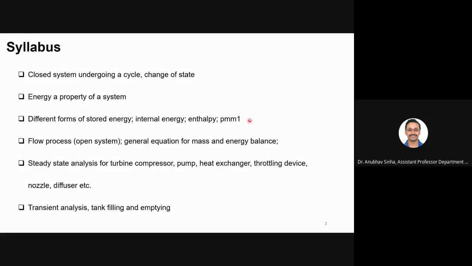So this is a perpetual motion machine of type 1. So we'll see PMM1 and 2 for first and second laws. Then we'll talk about first law applied to open systems or flow process. So for example, you look into nozzle, turbine, pump, etc. And we'll derive general equation for mass and energy balance. Okay, so this all is covered in your syllabus for this chapter.